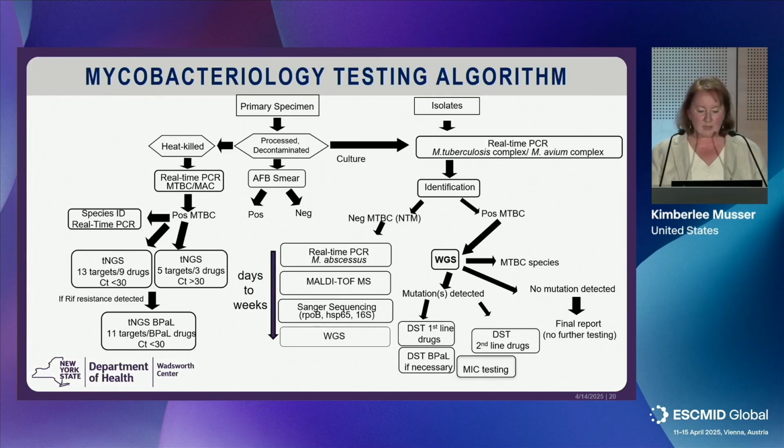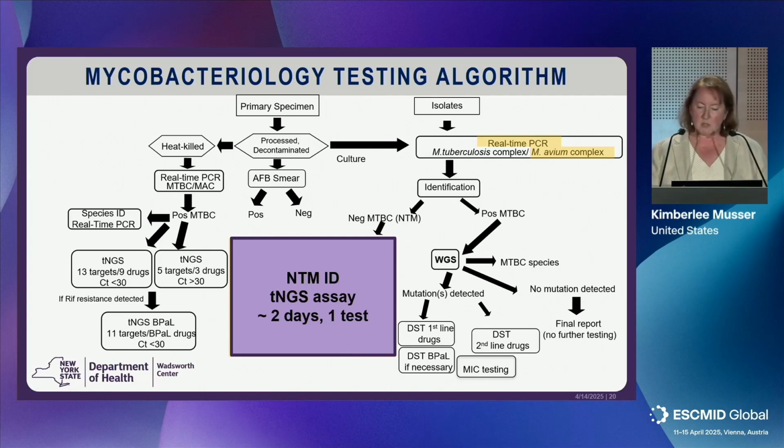And then just finally, I want to mention that we do quite a bit of work for NTMs as part of our testing algorithm. We have some real-time PCRs you can see highlighted in yellow. Our initial PCR is for MAC and MTBC. We have a separate one for abscessus. We do MALDI mass spec. We do Sanger sequencing and whole genome sequencing in some cases.